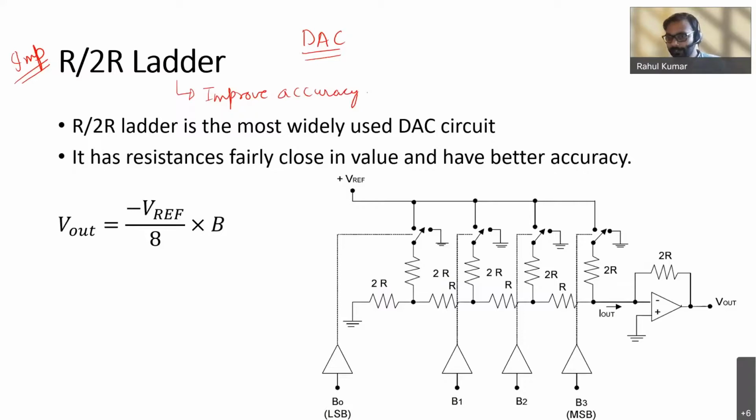Okay, so that is why this R to 2R ladder is preferred in comparison to the previous DAC which we have discussed. To improve the accuracy, we must have resistances with smaller difference. So we use this R to 2R ladder, which uses resistances which are quite close to each other, right? One is R and another is 2R.